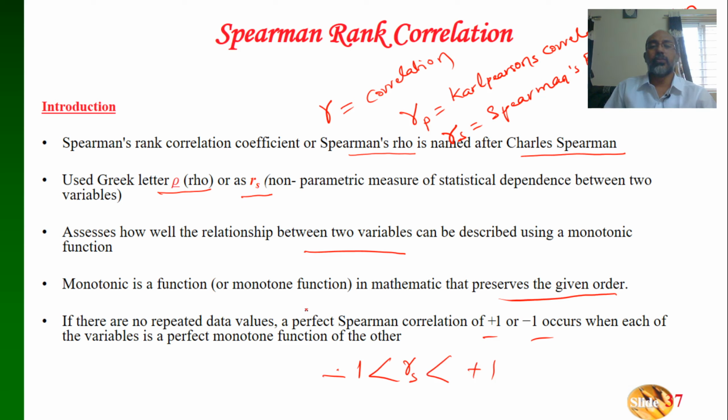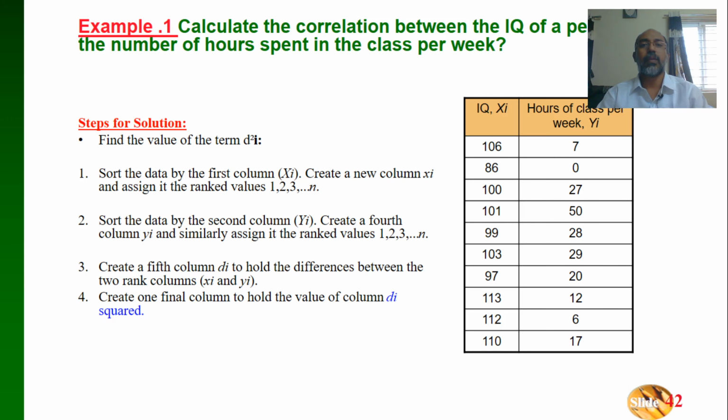As I said, it is difficult if there are repeated values. Anyway, we are going to deal with the basic one, then we'll learn the other later. We'll go with one example. Calculate the correlation coefficient between the IQ, the intelligence quotient of a person, and the number of hours spent in the class per week.